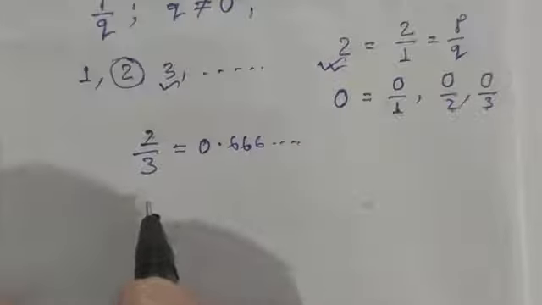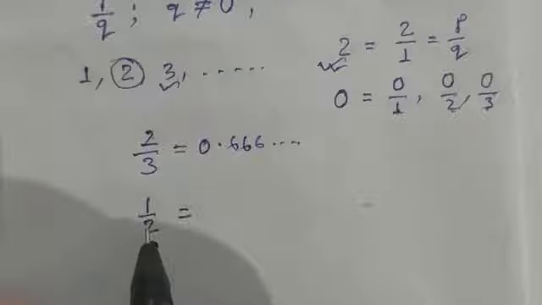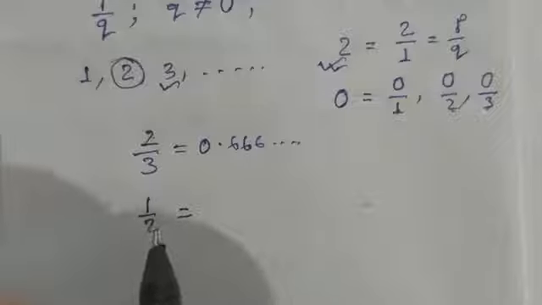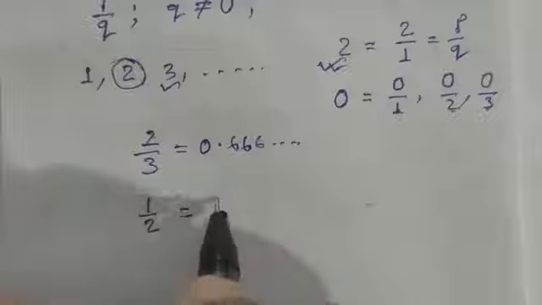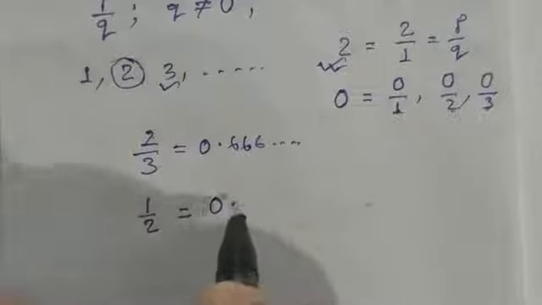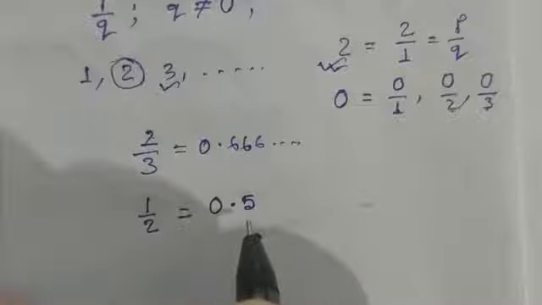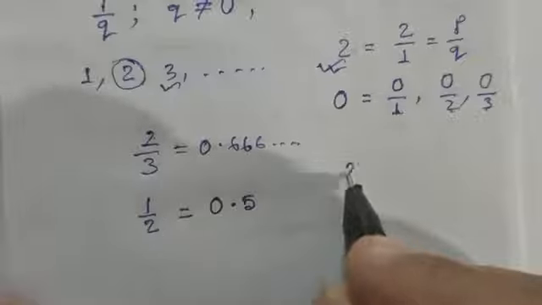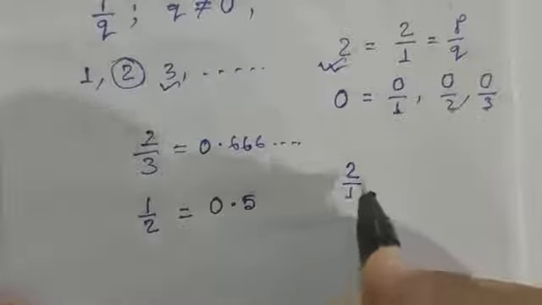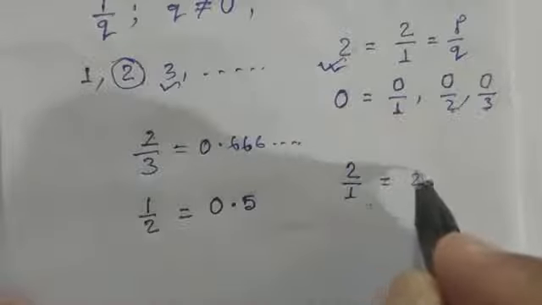Okay. And 1 out of 2 is also a rational number because it is already expressed in the form p by q. As the denominator is a non-zero quantity, if you divide it, you will get a terminating decimal expansion, like 0.5. Okay, but these others are whole numbers. That means 2 by 1, its value is 2 itself. So 2 is a whole number or natural number.